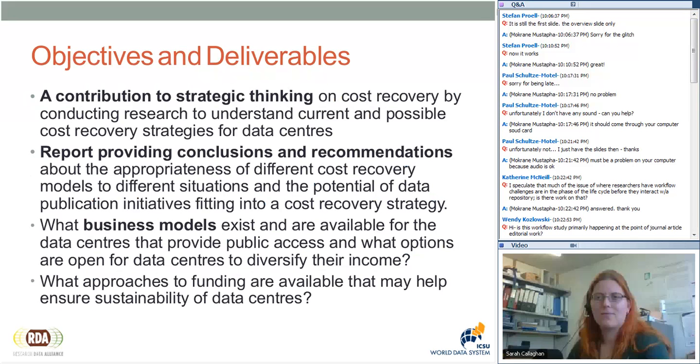We don't believe that we can offer a blueprint or provide all the answers to these issues, but we think we can help data centers and, in dialogue, funders think about the sort of payment models and cost recovery models which may be most reliable and appropriate.